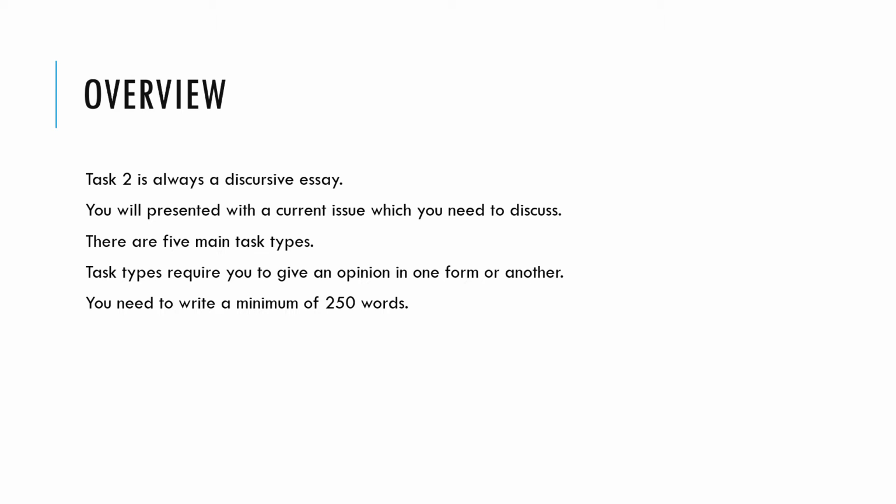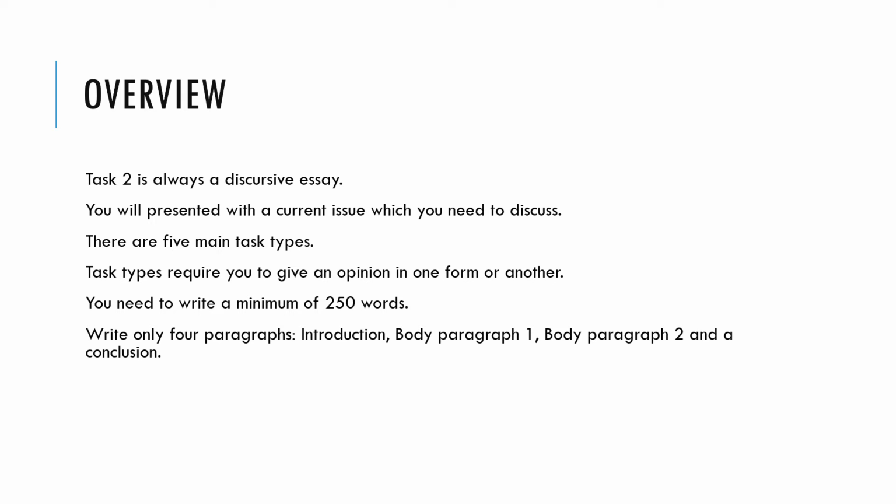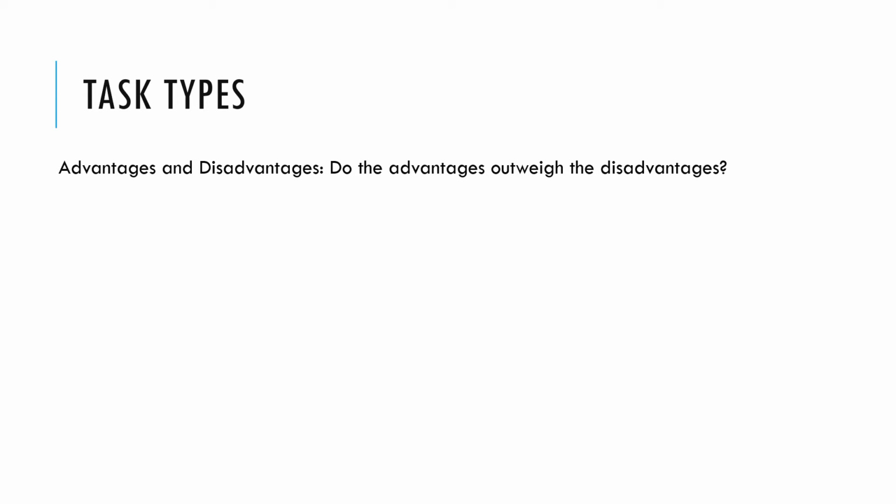You need to write a minimum of 250 words. You only need to write 4 paragraphs, 1 introduction, 2 body paragraphs, and a conclusion. You have 40 minutes to do this, and it is worth 66% of your total writing mark, or 2/3 of your writing mark. The task types are advantages and disadvantages, and a typical question might be, do the advantages outweigh the disadvantages? Your task here is to discuss the advantages in paragraph 1, the disadvantages in paragraph 2, and say which is stronger of these in the conclusion.